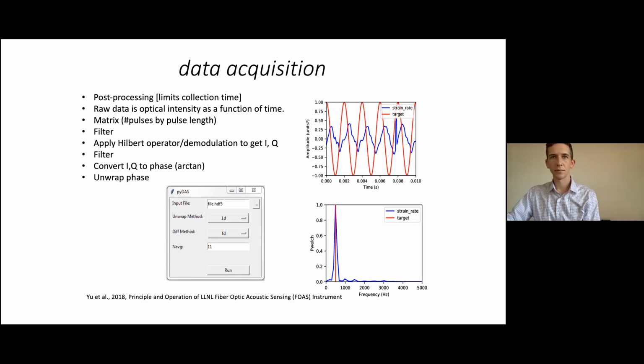Examples of the output are on the right. Time domain, upper right: red was the signal going in at 40 Hertz, blue is what we recorded. And on the lower right is an FFT of the results. So all in all, it's not as sensitive as a commercial interrogator, but it is possible, and we have more documentation if anybody's interested.